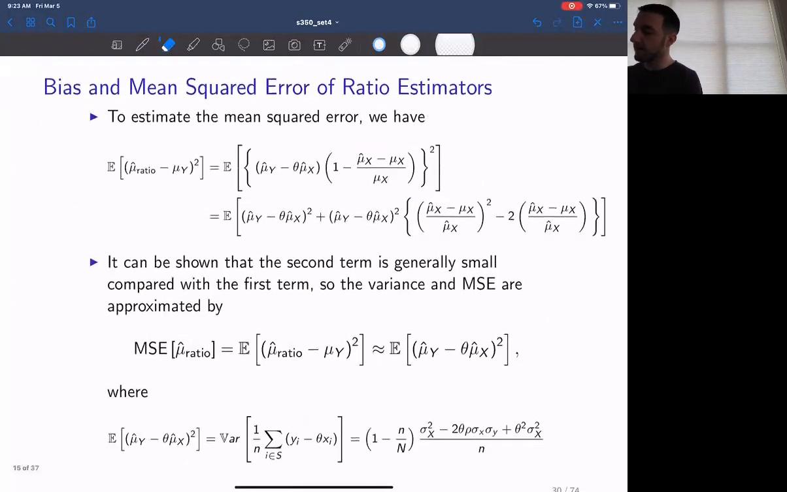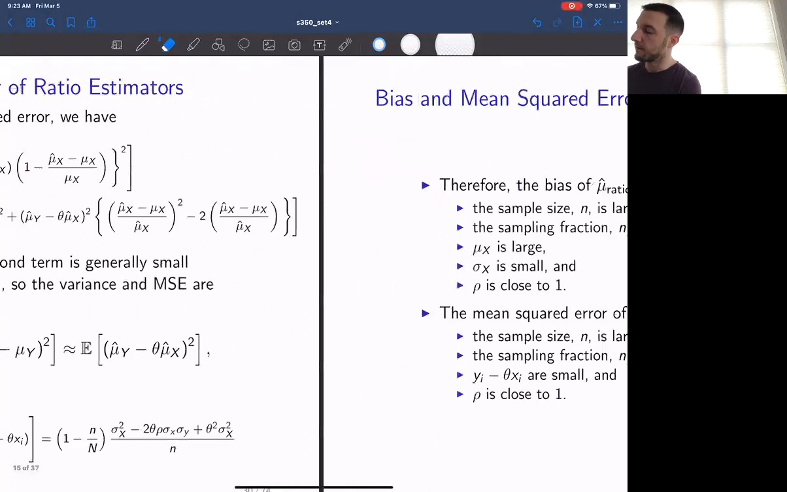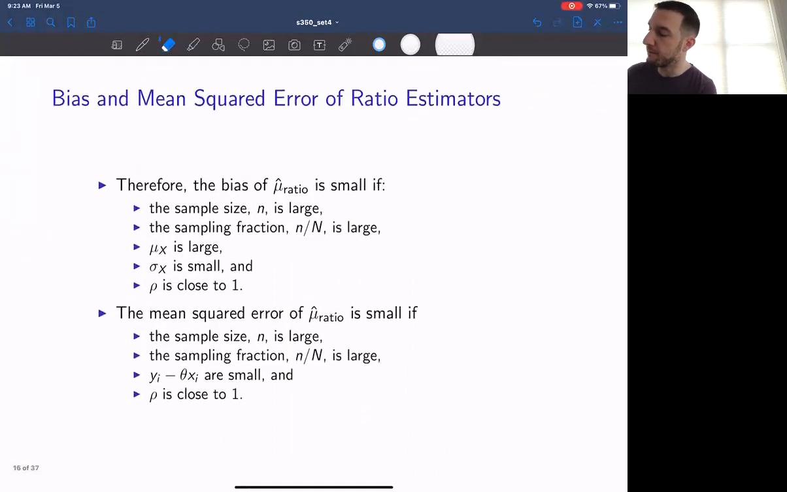Okay, so from this, we can show the following: that the MSE of mu hat ratio is approximately equal to the variance of mu hat y about theta times mu hat x. Which means that in general, what we can show is that the bias of mu hat ratio is small if the sample size is large. So again, this is the general, or expected, conclusion of how an estimate is going to behave when you collect a large sample.